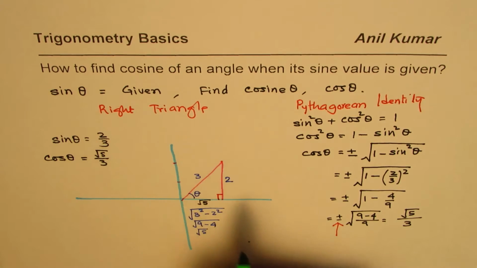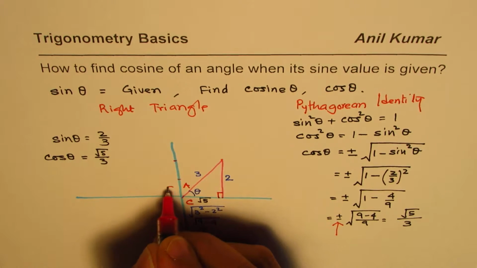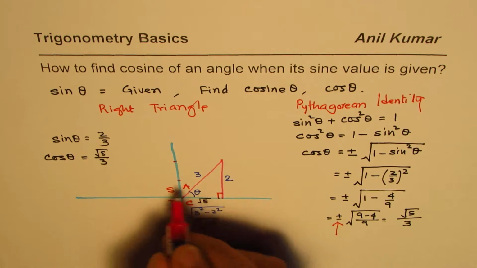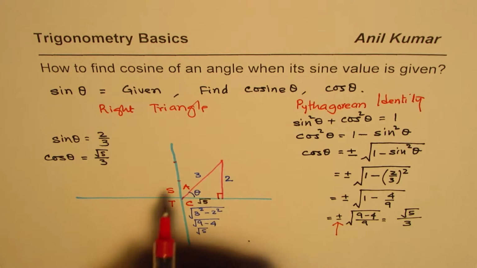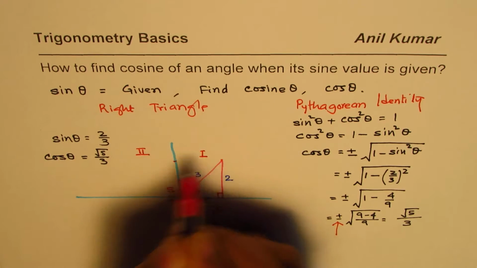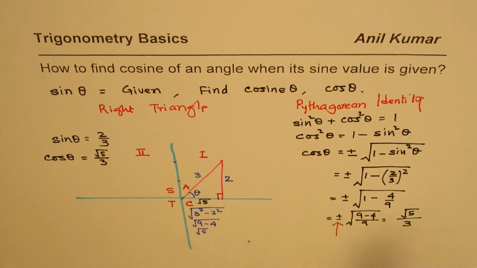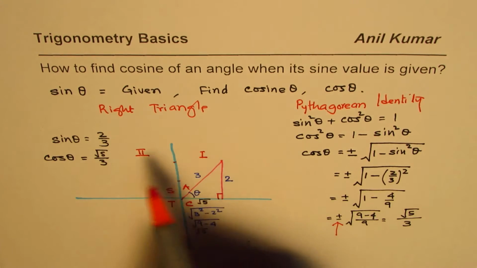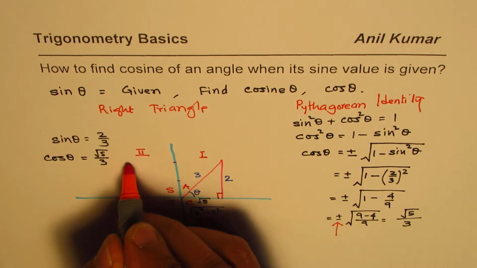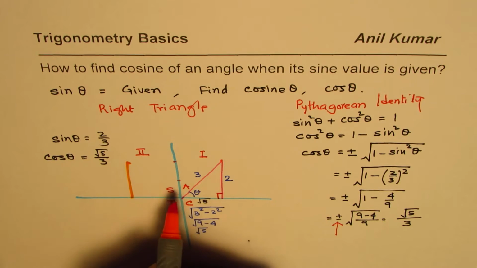Now sine theta is positive. You remember the CAST rule, right? What does that tell you? It tells you that sine is actually positive in quadrant 1 and also in quadrant 2. Do you get the idea? So when I say sine theta is 2 over 3, my triangle could have been in quadrant 2 also, right? So I could have exactly the same triangle in quadrant 2.